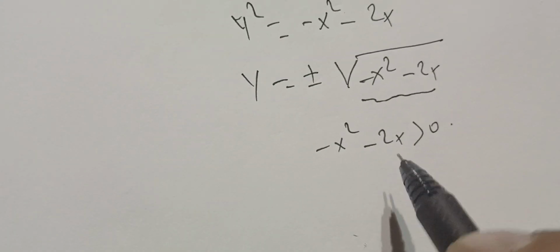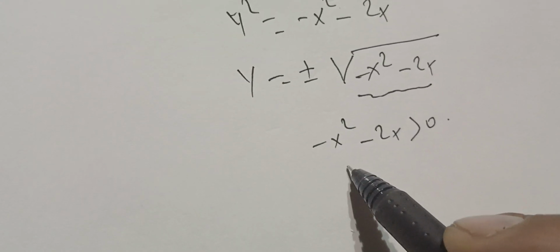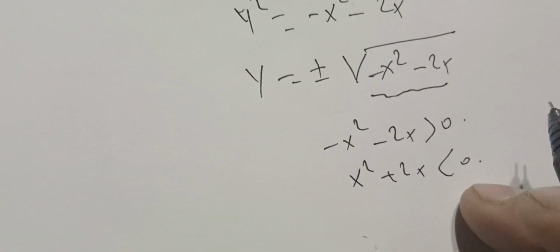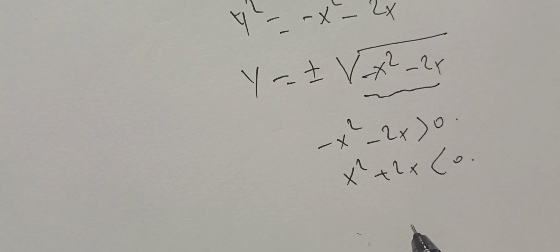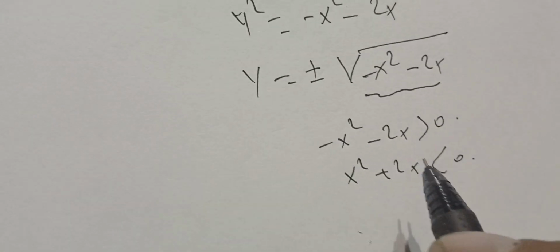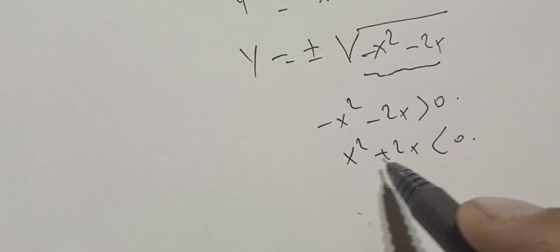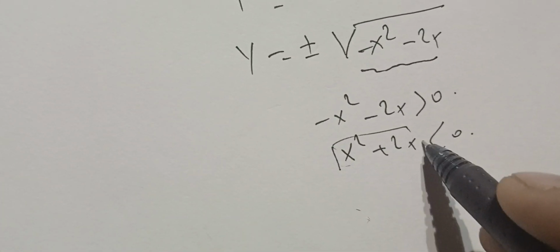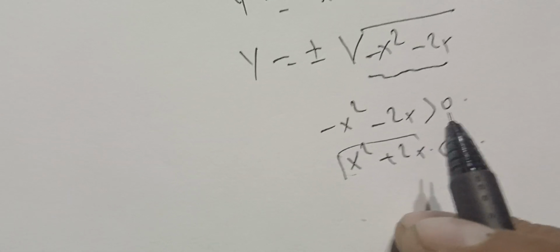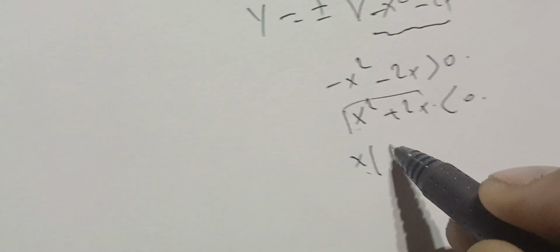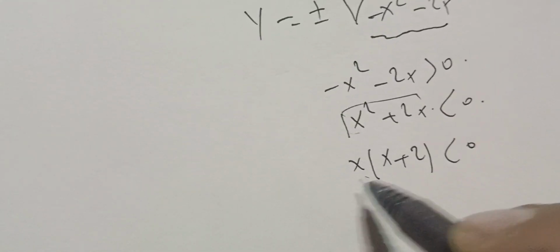That means that we need to have x squared plus 2x less than 0 if we multiply by a minus. So in this case, we can just solve for this one. We can do a small factorization here. It's x times x plus 2 less than 0.